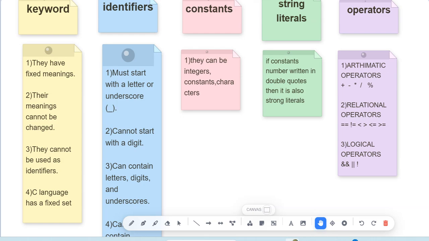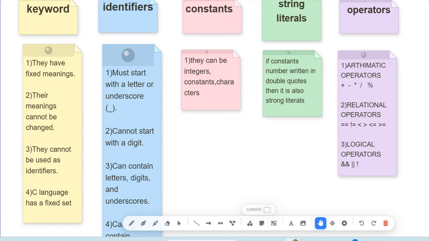In simple terms, a keyword is a reserved word that is predefined. These have predefined meanings in C. They have a fixed meaning. The second point says that the meaning can't be changed. If the word int is there, it refers to an integer. We can't change the meaning of it. We can't change that int means decimal. Int means fixed, it is representing an integer.